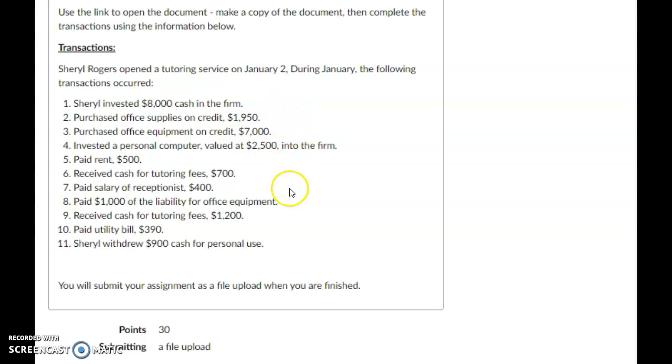So there are 11 transactions here, everywhere from Cheryl investing $8,000 cash in the firm. She has purchased office supplies on credit, office equipment on credit. She's invested a personal computer into the firm. Paid rent. Now, anytime you have something that says paid, that will mean it comes from cash. So keep that in mind. Paid means cash. Okay? If it means on credit, then you've created a liability. You've created a debt, and you need to record that properly.